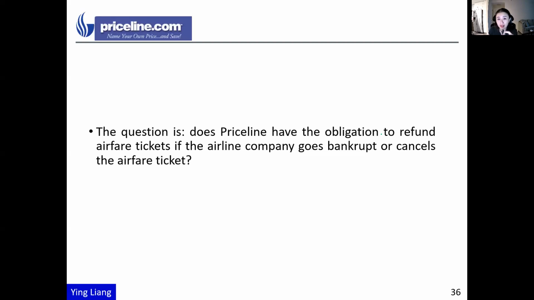If, say, Delta cancels the airfare ticket or Delta goes bankrupt, for example, is Priceline going to be the one the customer goes to for a refund, or is Delta the one responsible to the customers? Now, if you are just an agent, you are not going to take on this responsibility. However, if you own the ticket before you sold it to the customer, sort of you first purchased it from Delta, and then now you own it, you are the one who sells the ticket to the customer, then you should be responsible for airlines cancellation, right?